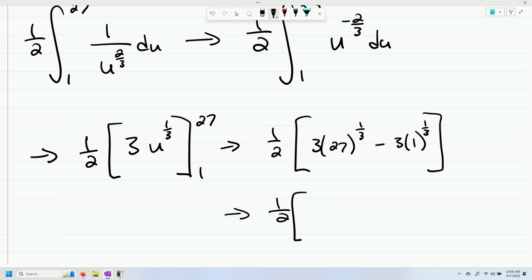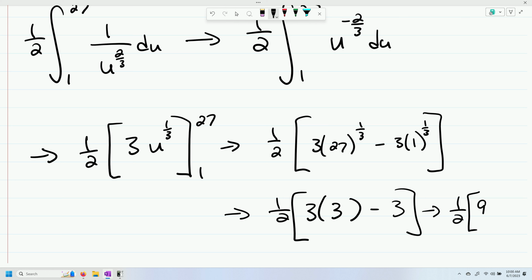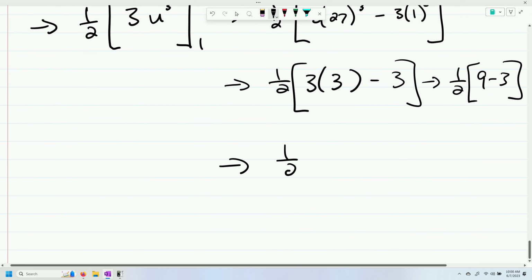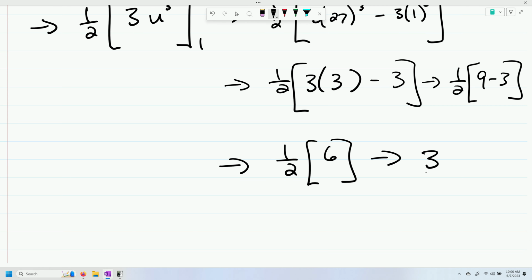I'm sorry. I thought I could do it in my brain. Obviously, I can't. So 27 to the 1/3 is 3. And that's going to be 3. So then we get 1/2 times 3 times 3 is 9 minus 3, and there's the mistake. So we get 1/2 times 6, which equals 3. There it is. So sorry about the little hiccups at the very end.